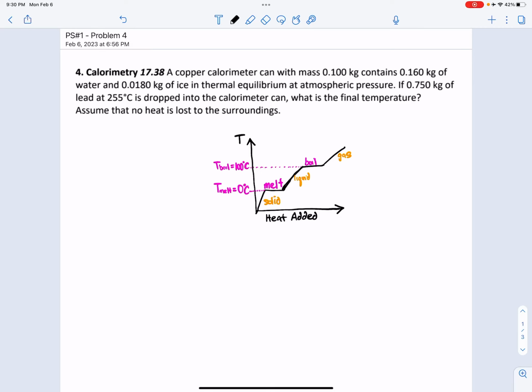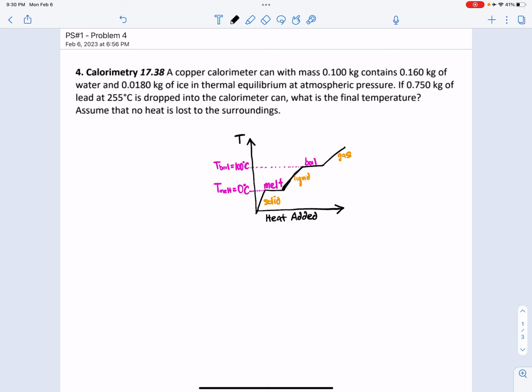This is problem number 4 for problem set number 1. A copper calorimeter can with mass 0.1 kilogram contains 0.16 kilogram of water and 0.018 kilogram of ice in thermal equilibrium at atmospheric pressure. If 0.75 kilogram of lead at 255 degrees Celsius is dropped in the calorimeter can, what is the final temperature? Assume no heat is lost to the surroundings.